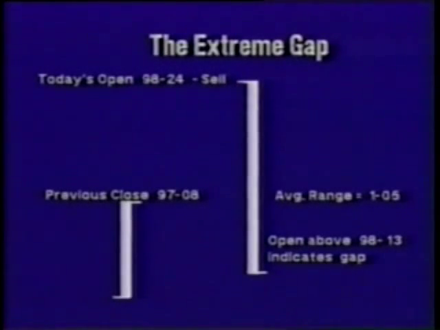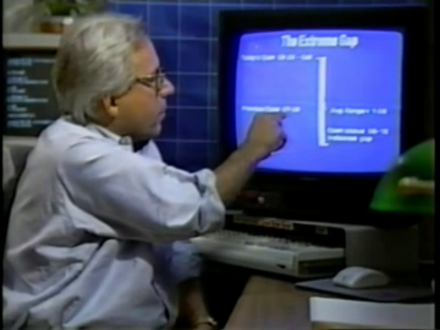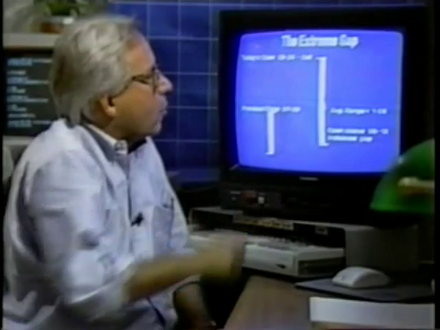Here is an illustration of 2 days. The previous close here was at the high at 97.08. These are the numbers we just talked about. And today's open is 98.24. This calls for an immediate sell at the 98.24. Open above 98.13 signifies a gap. We had a larger open than that. That's 105 added to the previous close here, and it opened higher than that. Therefore, you would immediately sell.